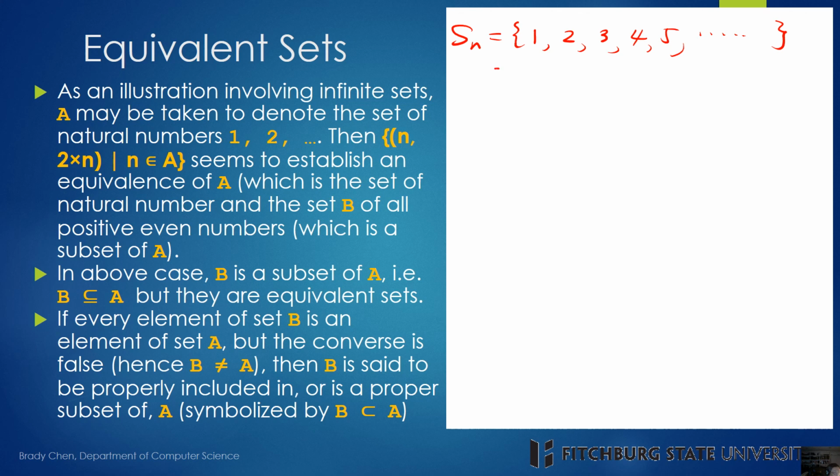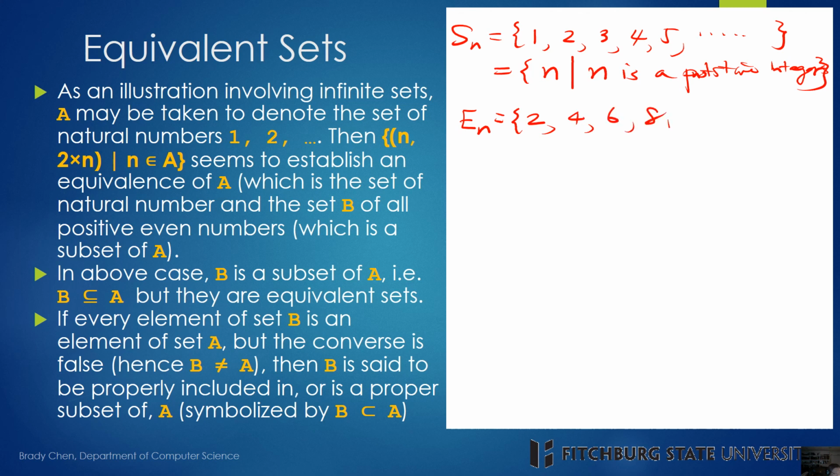So we can define this as the set of n such that n is a positive integer. Now let's define another set, which we call E_n. E_n is 2, 4, 6, 8, 10, and so on. If we try to summarize, it's the set of positive even numbers. Now, using the predicate formula, I can write this as 2 times n, where n is a positive integer.